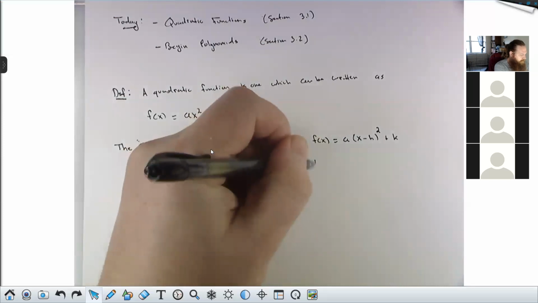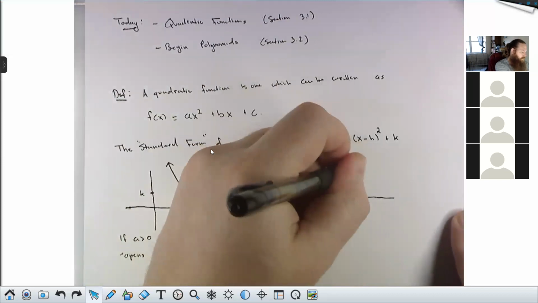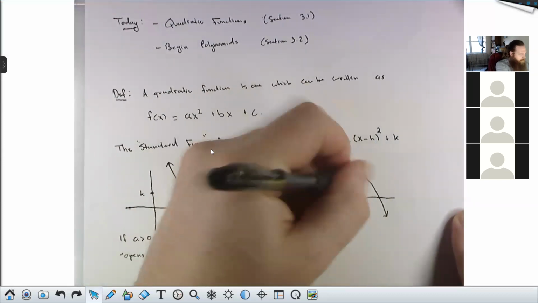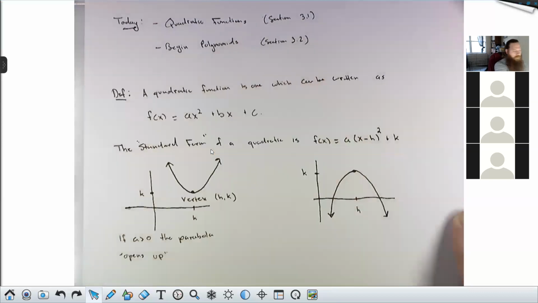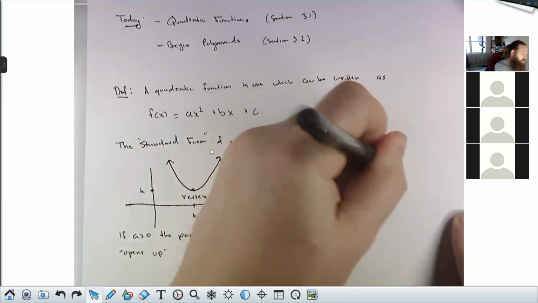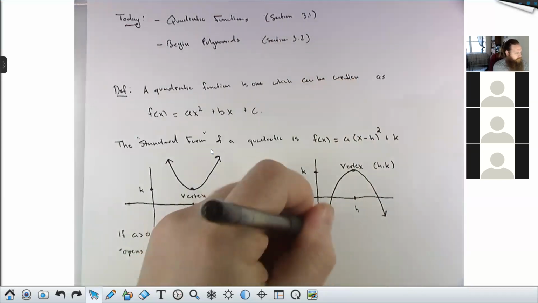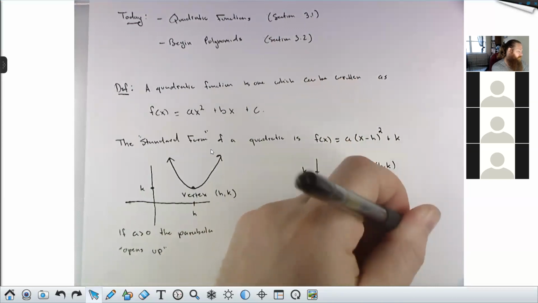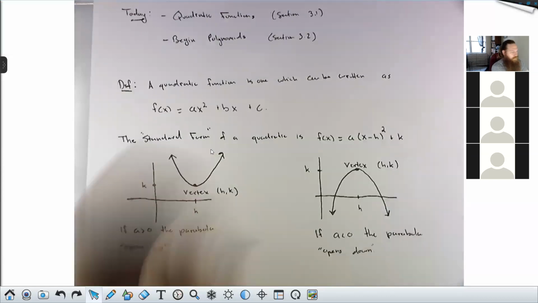And on the other hand, if a is negative, then the parabola will open down. So if you're opening down, then the thing looks like this. We still call this point the vertex, and its coordinates are still h, comma, k. Like we said, if a is negative, the parabola opens down. And that's what this looks like.